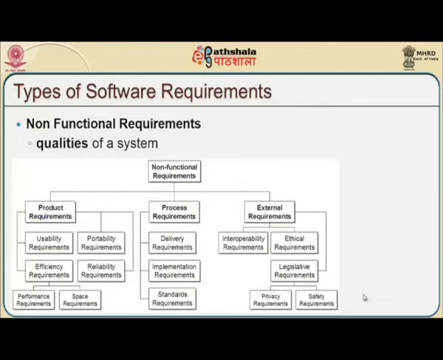And the third category of requirement is external requirements, where we talk about interoperability, ethical requirements, legislative requirements like privacy and safety. So anything that compromises these categories of non-functional requirements would not fetch a very good quality system. So non-functional requirements, apart from the technicality of the project, apart from the behavioral capacity of the project, prove to the end user community that this is a quality project.